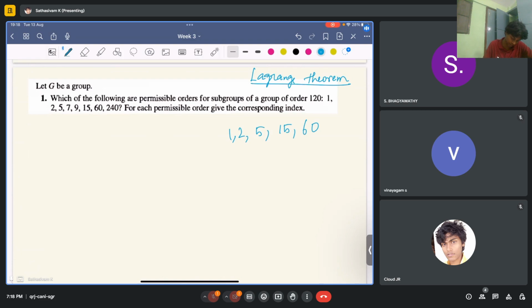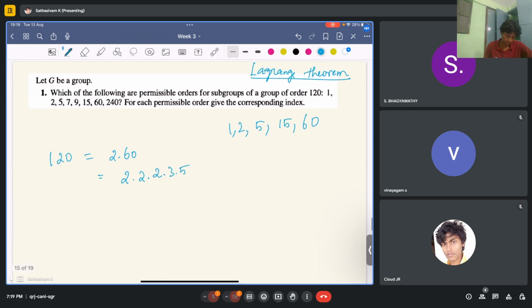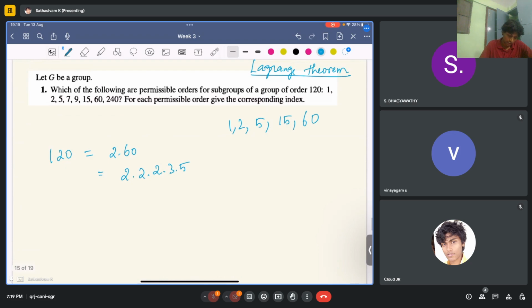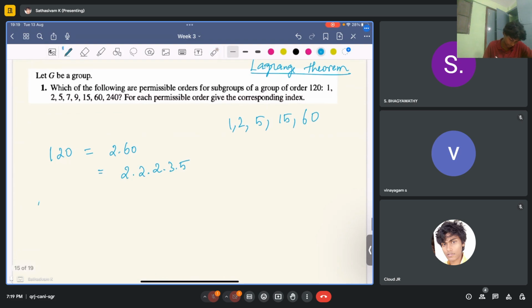Okay, let's check it once again. So let's look at 120. This is equal to 2 times 60, which is equal to 2 times 2 times 2 times 3 times 5. So the Lagrange theorem says the following. Oh, okay, you are right. So these are the answers. So you are right.